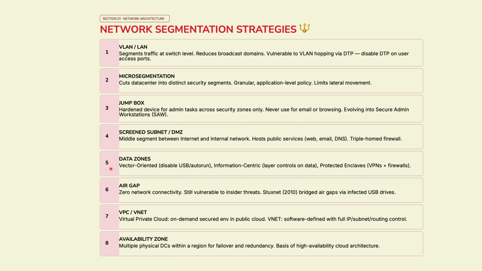Now, number 5, data zones have 3 types, okay? The first one is basically vector-oriented, which means disable USB and auto-run to prevent physical attack vectors. The number 2 is information-centric, layer controls directly on the data. And the last one is protected enclaves, combine VPN and firewalls to create isolated trust zones.